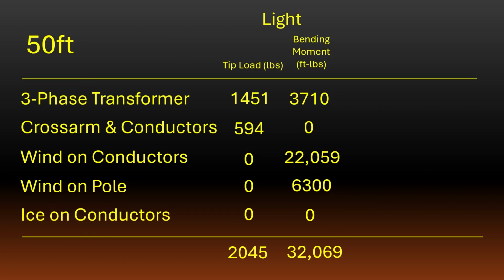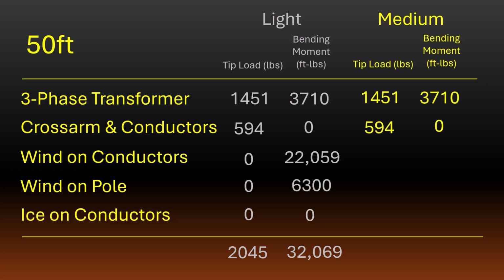Just a moment ago, we looked at our results from the light loading analysis. Let's see how our medium loading results compare. The loads due to the 3-phase transformer and the weight of the cross-arm and conductors didn't change. The wind load applied to the conductors actually went down to 17,000 foot-pounds. This was due to the decrease in wind pressure from 9 pounds per square foot to 4 pounds per square foot. The wind load on the pole went down as well for the same reason, but we added 268 pounds of tip load due to the extra weight of the ice on the conductors.